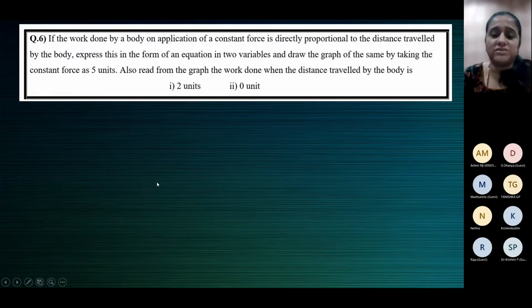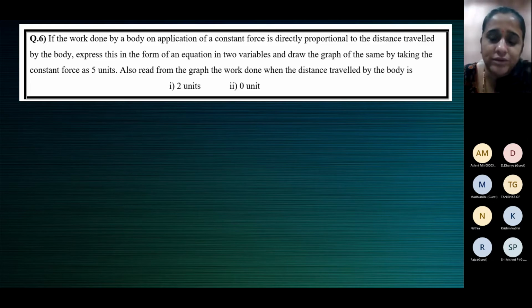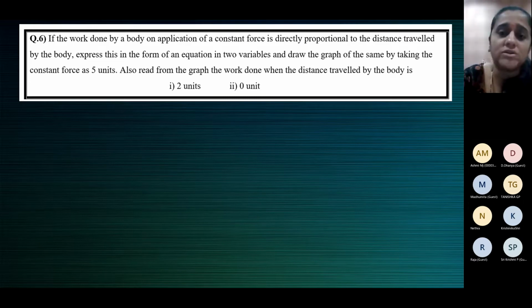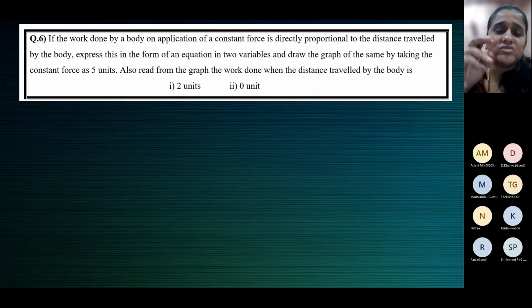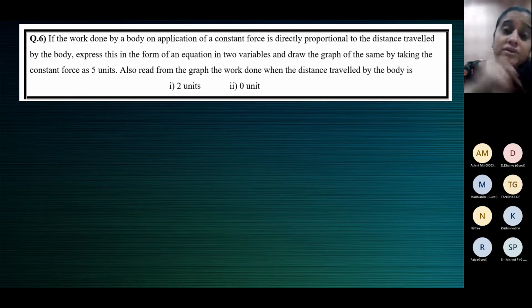Children, wasn't that easy? Force is equal to mass into acceleration. And this one is work done is equal to force into displacement or distance. So you should just identify the quantities used in the information, and you must connect the quantities using a formula. That's all. Just write the formula and the constant will be given to you. Like in this question, the constant force of 5 units is given. In the earlier question, the constant mass was given to be some 6 kg. Just fill that in. The remaining two quantities are not given, so take one as x and the other as y. Make the graph, and from the graph, read the values.